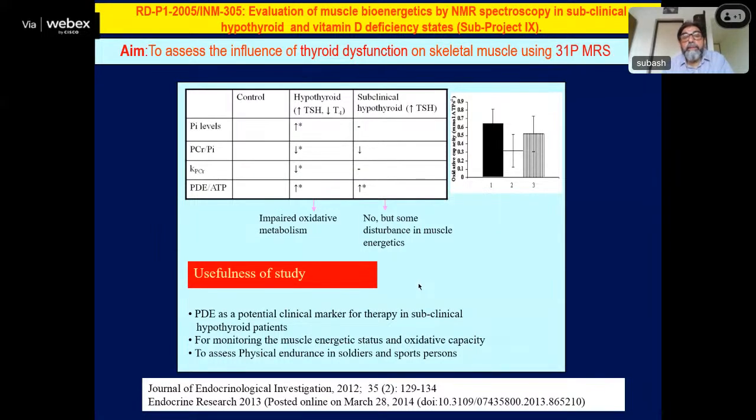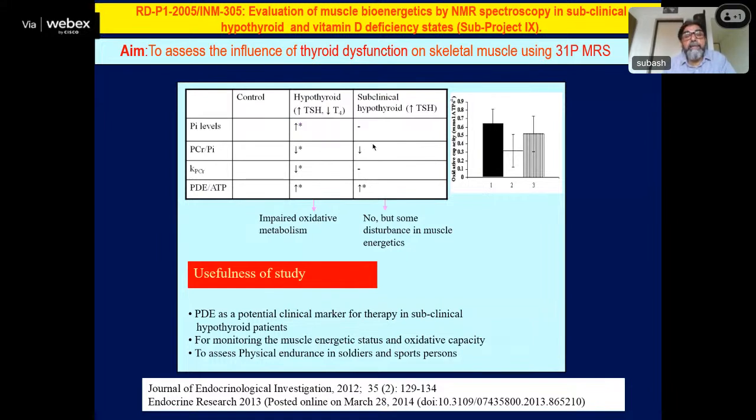And as I told you, in these subclinical hypothyroidism cases, doctors are not very sure whether these people should be treated or not. The endocrinologist of the institute spoke to us, can we do anything about this? Then we found, very interestingly, that Pi is a potential clinical marker for therapy in subclinical hypothyroid patients. We told them if the Pi is increased compared to healthy controls, then they can be treated, because all other parameters were controlled. Only Pi is one parameter which we found in subclinical hypothyroid was changed compared to healthy controls.